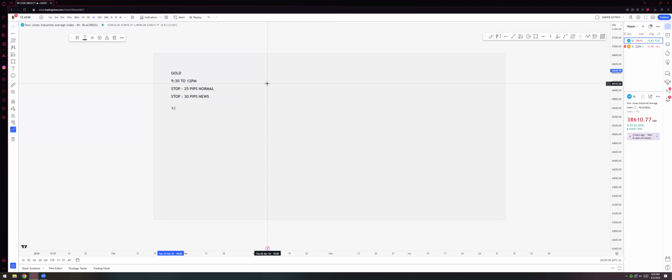So if you're trading before news and you still have enough time to trade it, like say the news is at 12 and you're trading at 9:30, then you don't have to use the 30 pips. But if you trade it after the news, then definitely you have to use the 30 pips stop loss. Okay.